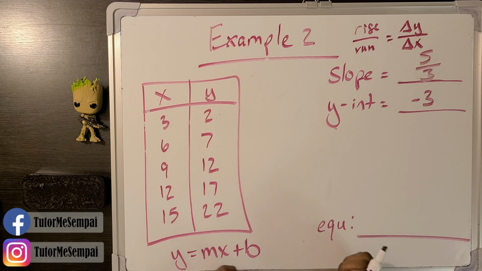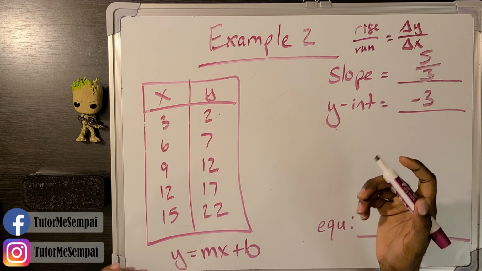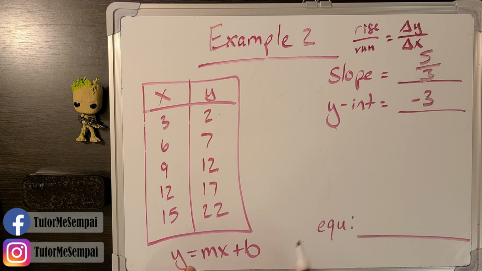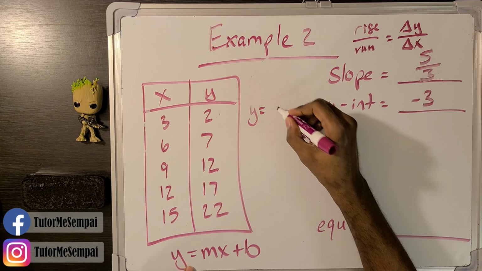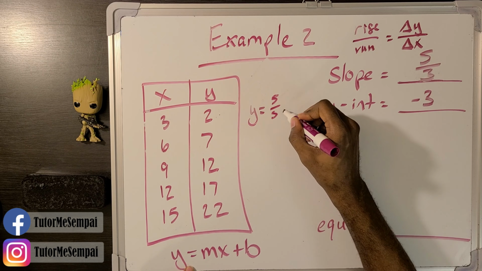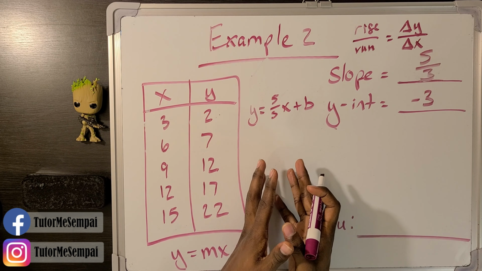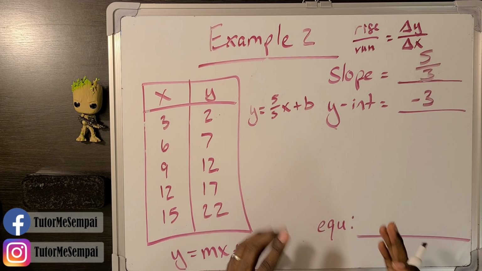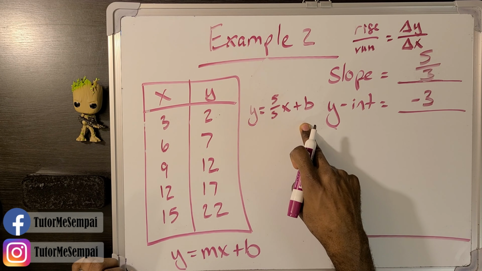So assume that we don't know what our y-intercept is. We want to plug in the slope and keep everything else as is in our slope-intercept form. So we start with y equals our slope, 5 over 3 x, plus b. So we have what looks to be very similar to what our equation is going to look like. However, we don't know what b is. Now we want to solve for b.